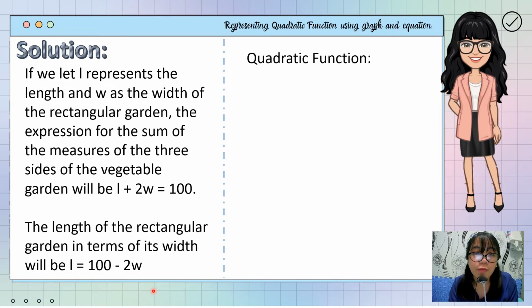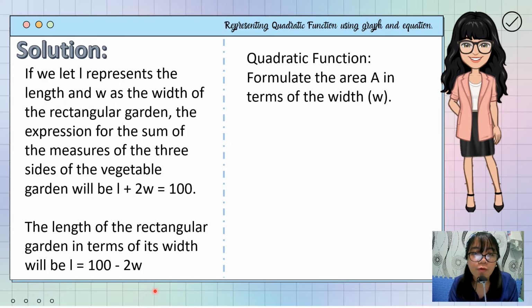We will be forming the quadratic function. So formulate the area in terms of the width. We are asked to find the quadratic function that will represent the area of the vegetable garden. Area, remember, is equal to length times width. So the area in terms of width equals length times width. This is the formula in getting the area of any rectangular shape or any rectangular figure. So area is equal to length times width.